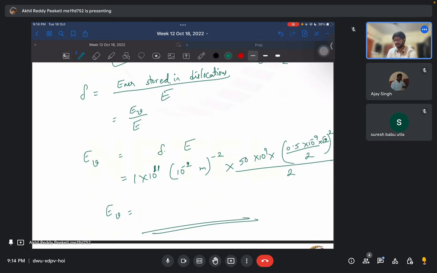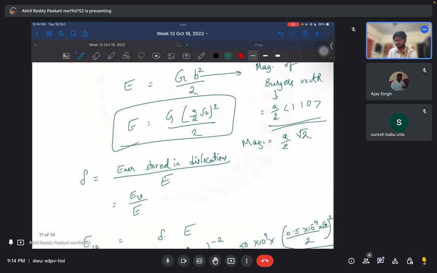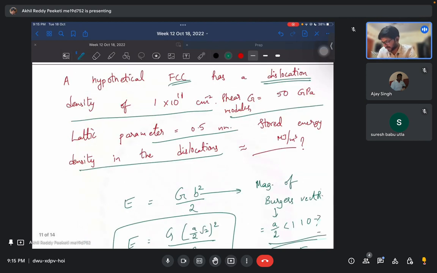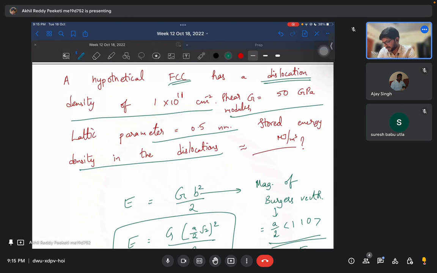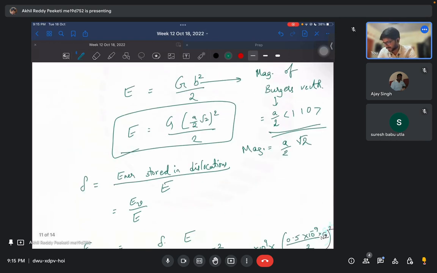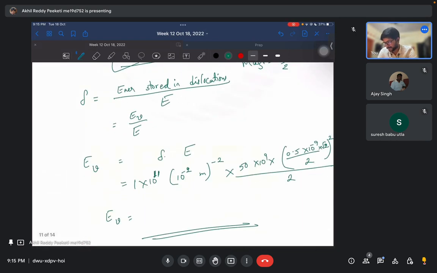Is this clear? So these are direct formulas I am using, and this is how you can calculate the stored energy density and the dislocation density, the relation between these.